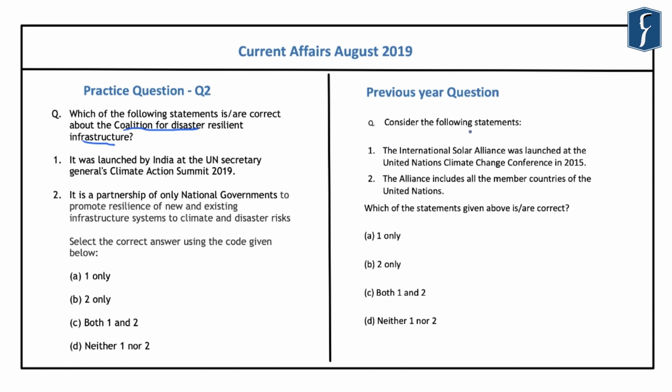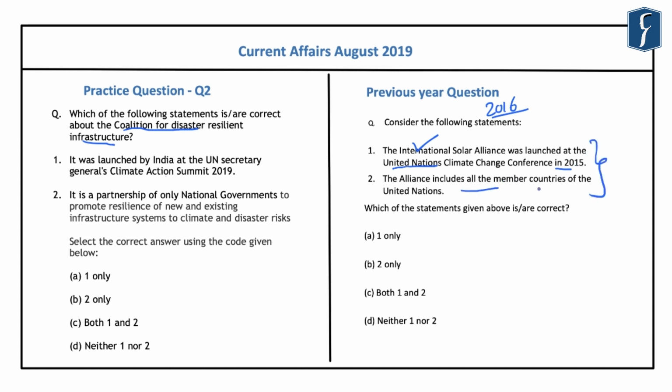So if you look at this question, it was asked in the year 2016, and it was related to another important initiative of India. And this is known as the International Solar Alliance. So regarding this, the question read, consider the following statements, and the first was that the International Solar Alliance was launched at the United Nations Climate Change Conference in 2015. And second was that the alliance includes all the member countries of the United Nations.